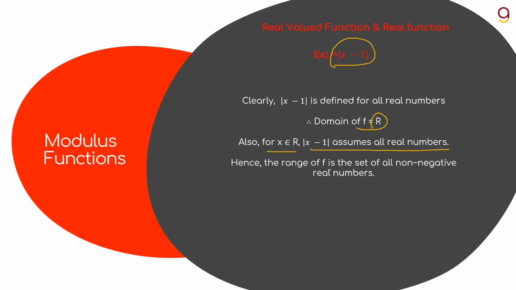So the range of f is the set of all non-negative real numbers. Why here all non-negative real numbers? Because according to the definition of the modulus function, the range will always consist of the positive numbers including 0. So here the range of f is the set of all non-negative real numbers. Hope you are clear with this.